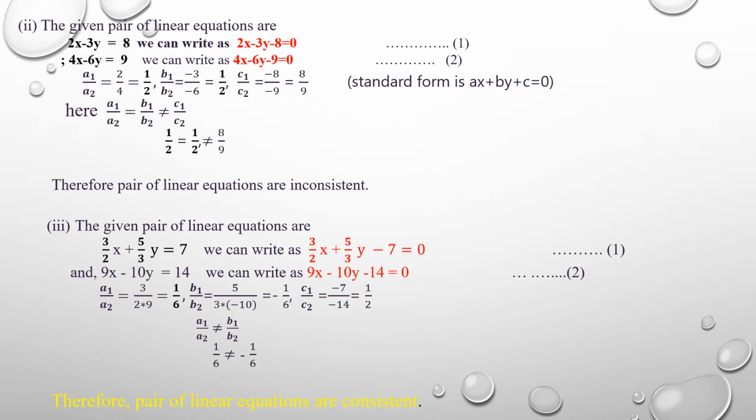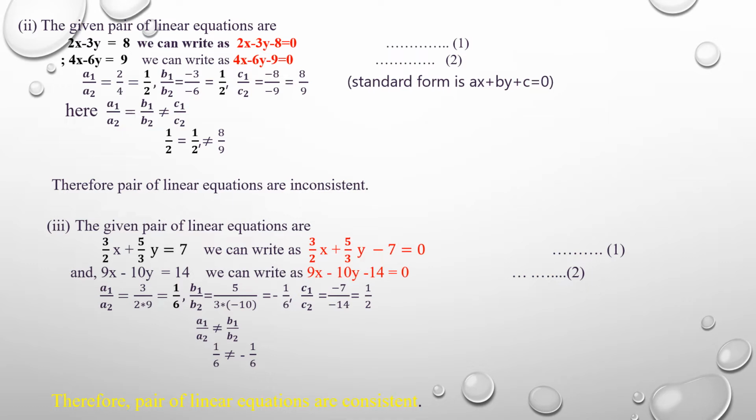So after doing the first part of question number 3, here we do the second part. The given pair of linear equations are 2x minus 3y equals 8, so we can write it as 2x minus 3y minus 8 equals 0, and 4x minus 6y equals 9, we can write as 4x minus 6y minus 9 equals 0. Now after writing it in the standard form of linear equations in two variables, we find the ratios of coefficients of the two linear equations.